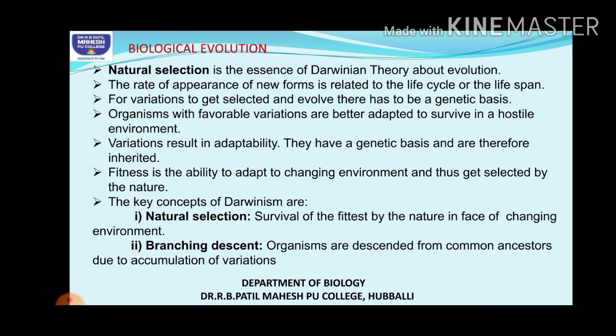So how did he say that? He said that organisms with favorable variations get adapted to survive in a hostile environment, okay? So that is nothing but they are struggling, so they are adapting themselves. That is nothing but survival of the fittest, right? So variations result in adaptability, so that leads to adapting. They become fit to survive in that particular environment. So this fitness is the ability to adapt to changing environment.